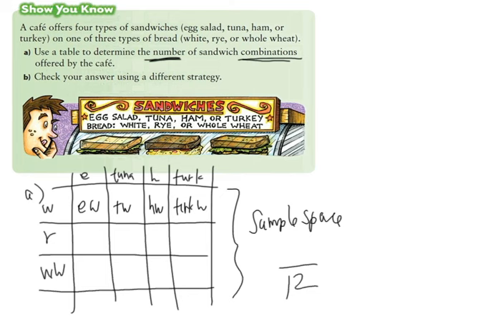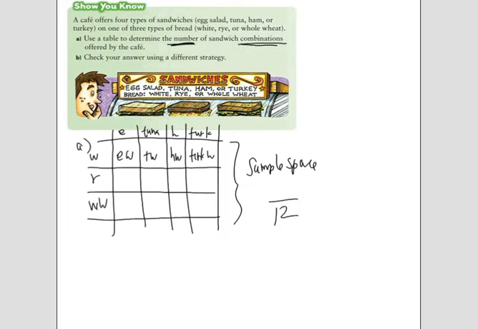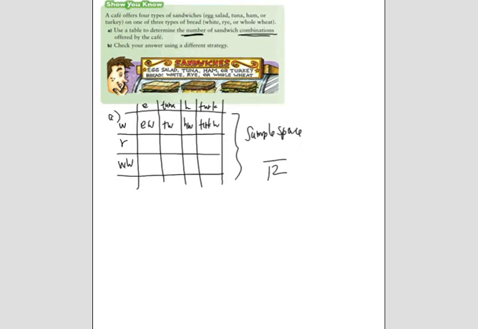But then the second part says check using a different strategy. Colin, you seem to be an intelligent young man. What do you think another strategy is for determining how many possible combinations there are, besides a tree diagram? What else could we do to figure out how many combinations there are without taking the time to make this table? Yes, multiplying is the answer.